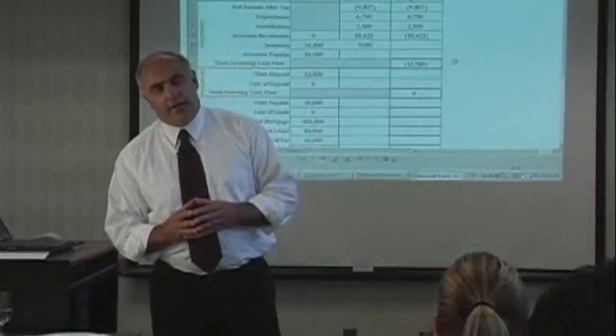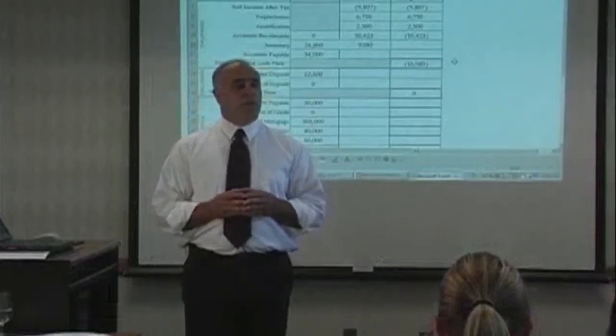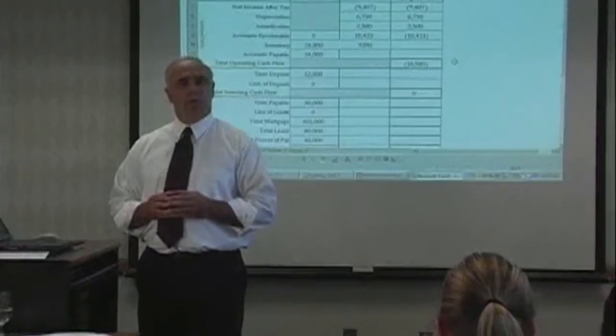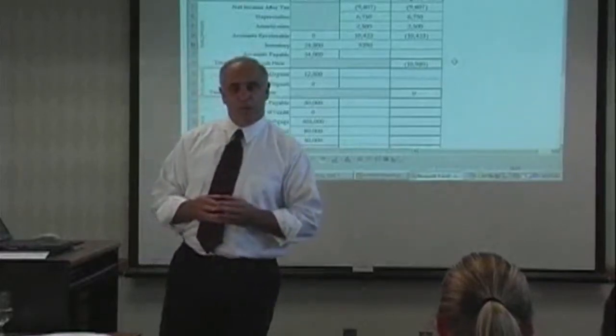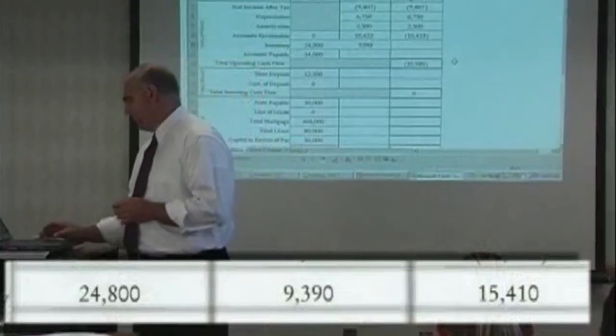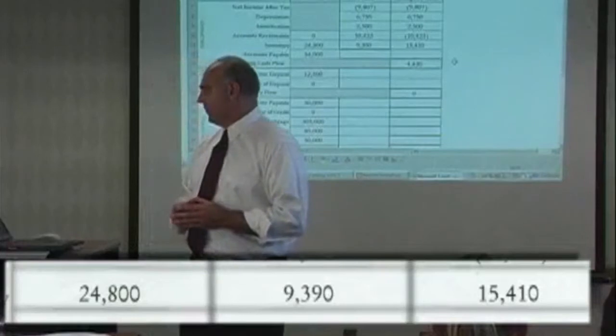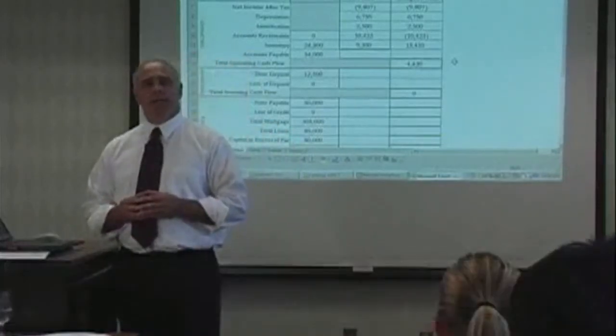We have to determine, is it an asset or liability account? Inventory is an asset. It declined in value over the course of the period. So the dollar amount of that change is going to represent a cash inflow. The difference is $15,410. It's an asset account. It decreased in value over the course of the period. So it represents a cash inflow. $15,410, and our total operating cash flow at this point is a positive $4,430.